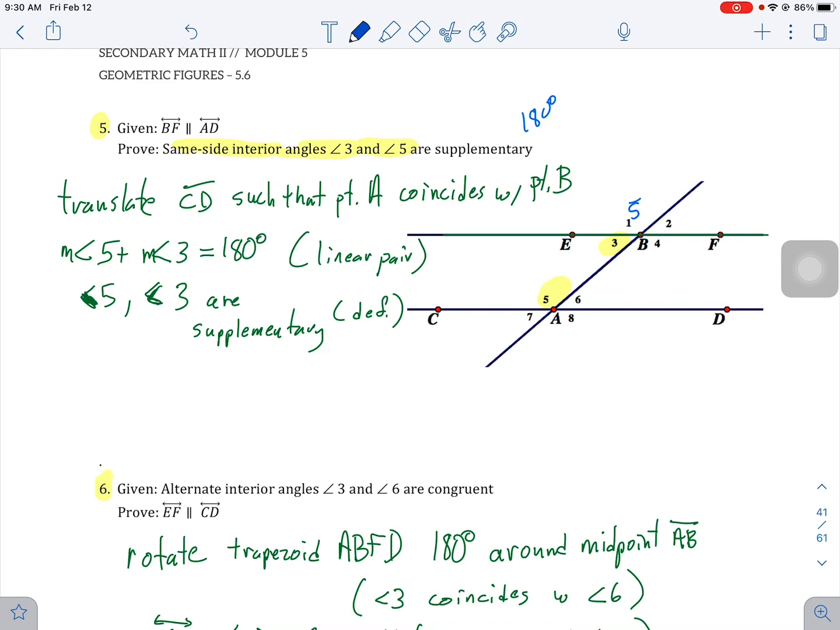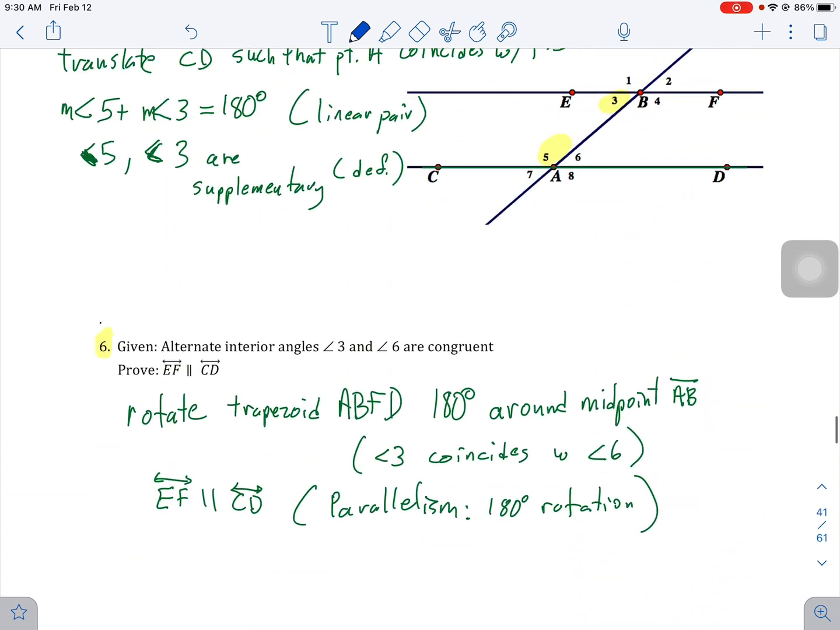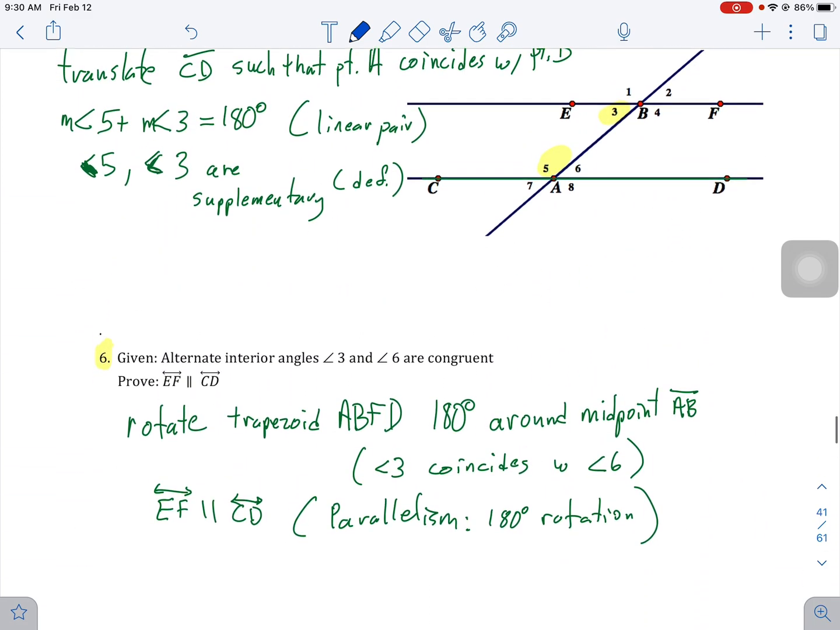Another one, let me just see if I can kind of take this back. There we go. This is the last one, I think. Yeah, it's the last one. Here it's going the other way. It's saying, how can you prove that the segment EF, or line EF, is parallel to CD? So it's kind of the inverse of the alternate interior proof. So how do we prove they're parallel?